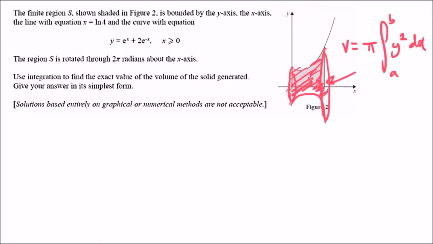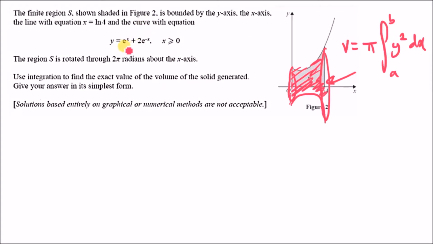This has a rotation of 2 pi exactly, because you're rotating 360 degrees. And the actual volume is given by the equation up here, which is V equals pi times the integral from a to b, so the limits 0 to ln 4, of y squared dx. That's all you're going to do. If you recognize this formula and it says rotate about the x-axis, you're going to be using this. So what do we do?